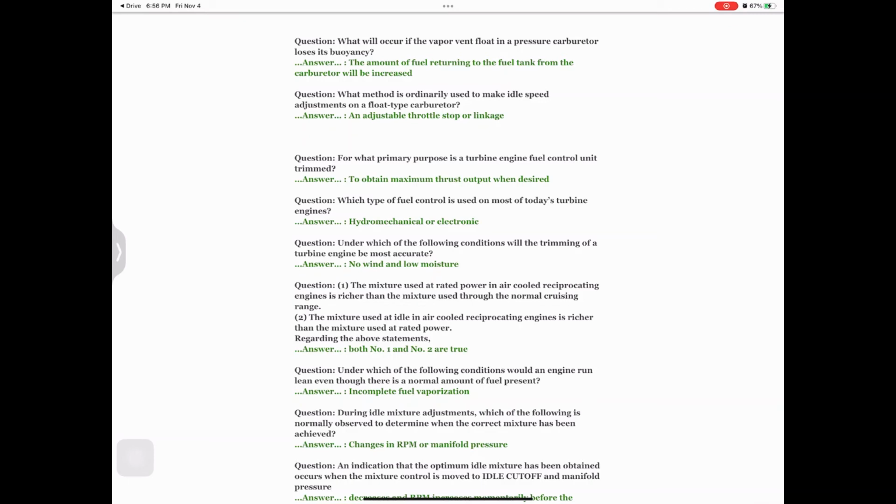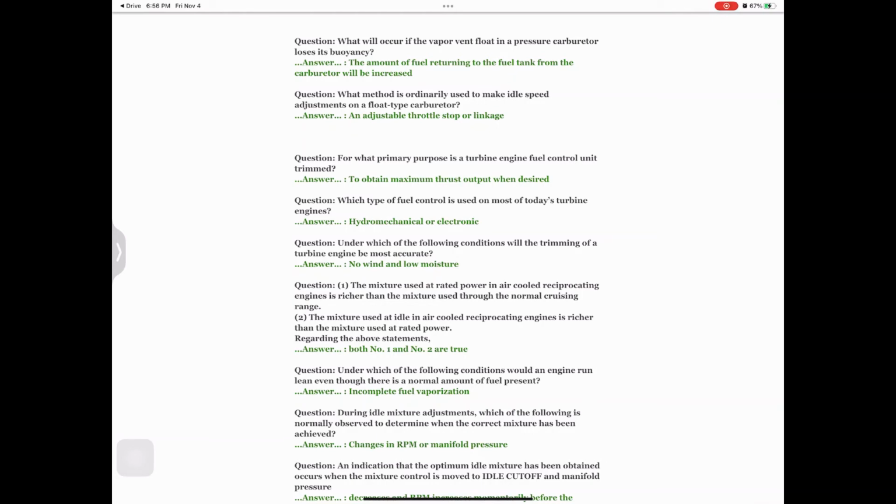Question: 1. The mixture used at rated power in air-cooled reciprocating engines is richer than the mixture used through the normal cruising range. 2. The mixture used at idle in air-cooled reciprocating engines is richer than the mixture used at rated power. Regarding the above statements, answer: Both number 1 and number 2 are true.